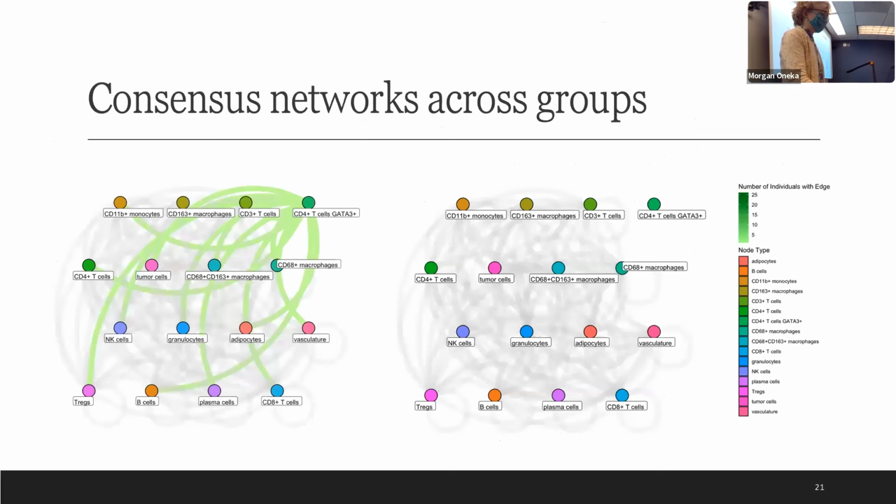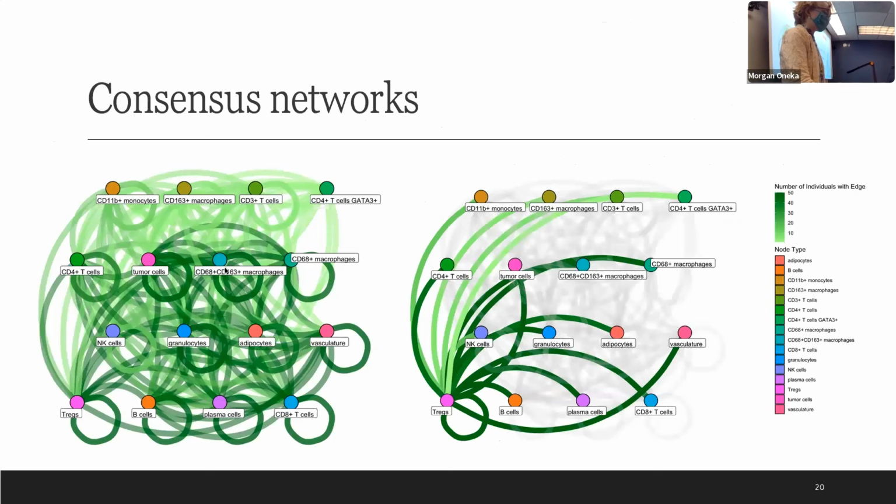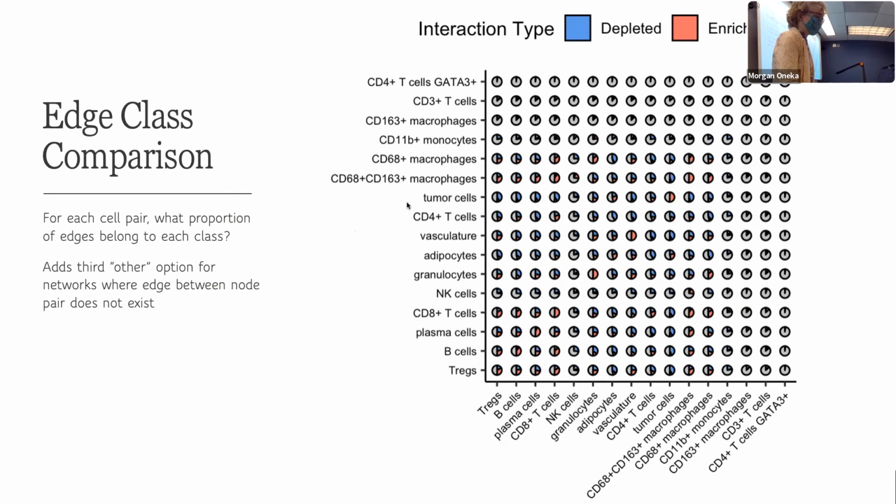And what I find this really helpful for doing is looking at what cell types are more important, because it can be kind of messy to look at these consensus networks when there's a lot of cells. You can kind of see which ones are more important, but I find this to be a little bit more interesting, especially because you can include the edge class as well.